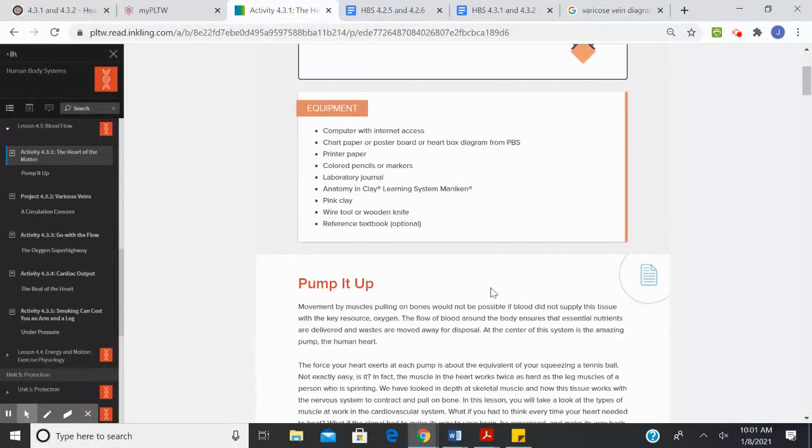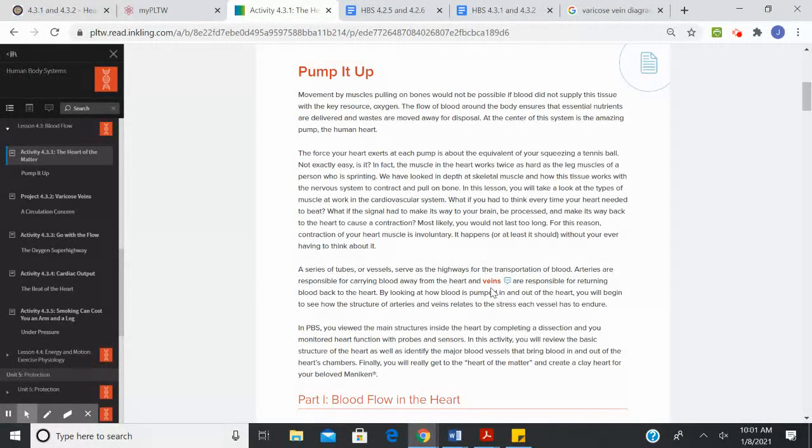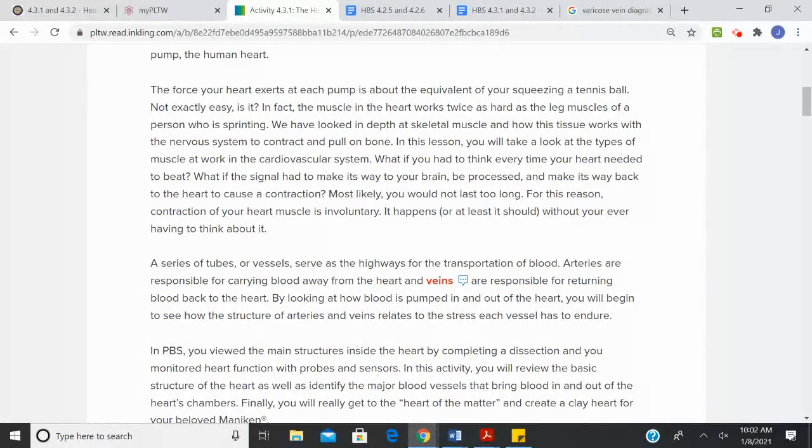If we look at activity 431, it's important for muscles. We know about how important oxygen is. Well, in order for muscles to function, we need oxygen, and oxygen doesn't get to the muscles without blood. All right. So we're going to talk about the heart. If you think about squeezing a tennis ball, that's about the force of each heart beat, enough to crush a tennis ball a little bit. So the heart works twice as hard as the leg muscles of a person who is sprinting. That's why heart rate goes up as cardiovascular stress increases.